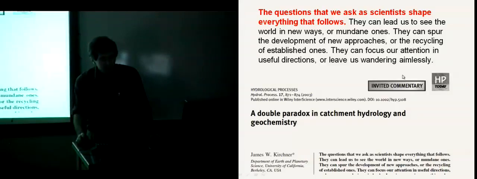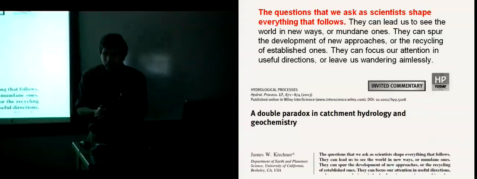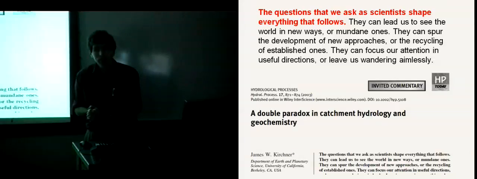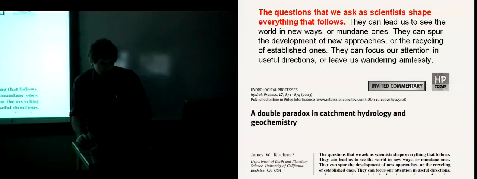And he wrote in this invited commentary, "The questions that we ask as scientists shape everything that follows." It's one of my favorite quotes. "They can lead us to see the world in new ways or mundane ones. They can spur the development of new approaches or the recycling of established ones. They can focus our attention in useful directions or leave us wandering aimlessly." One thing I've learned from my work with CUAHSI and the Waters Network is that people spend a lot of time trying to frame the question in a way that's going to direct the investigation in a fruitful way. So I would recommend reading this invited commentary.